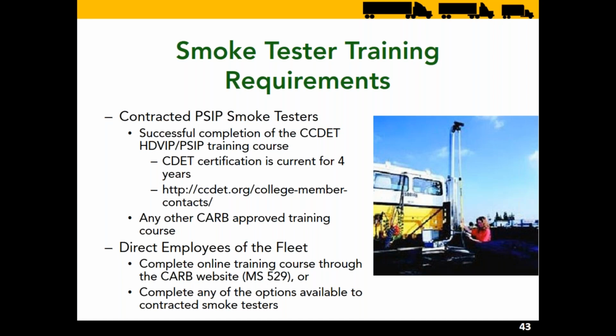A second option is for someone inside your company to conduct the test. This is the direct fleet employee option. In that scenario, you or your employee does not need to attend the CCDET course. The only training required is the CARB training, MS-529. This is a free course and the training needs to be completed by any of the options available to contracted smoke testers. After completion of the course, you'll be emailed a copy of your certificate and a tester number. Again, you need to enter that number into the opacity meter when you conduct a test in order for it to be valid.